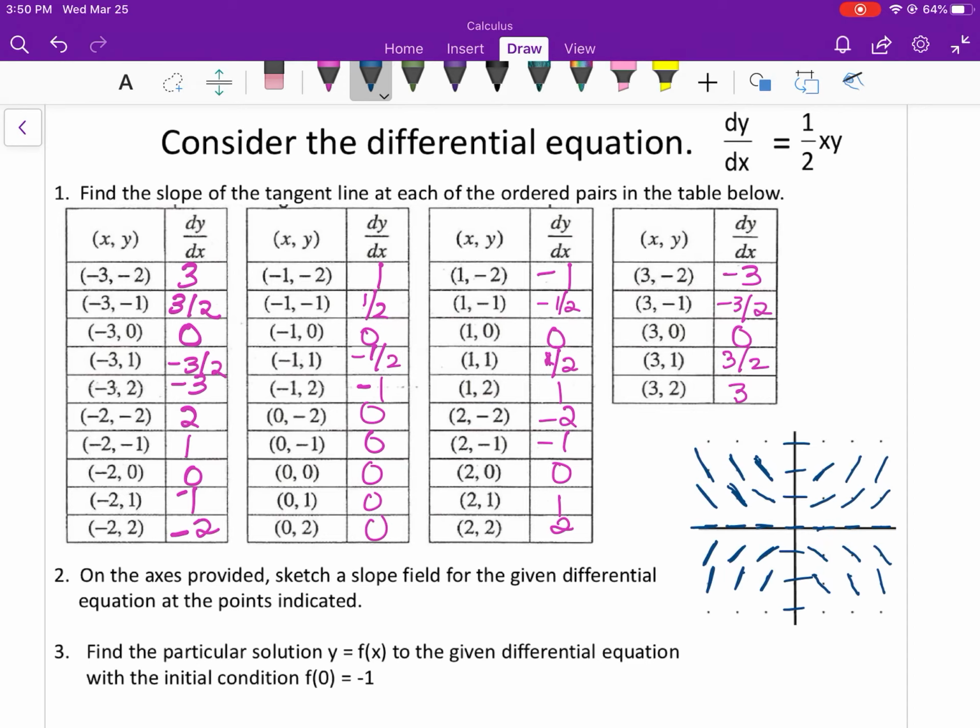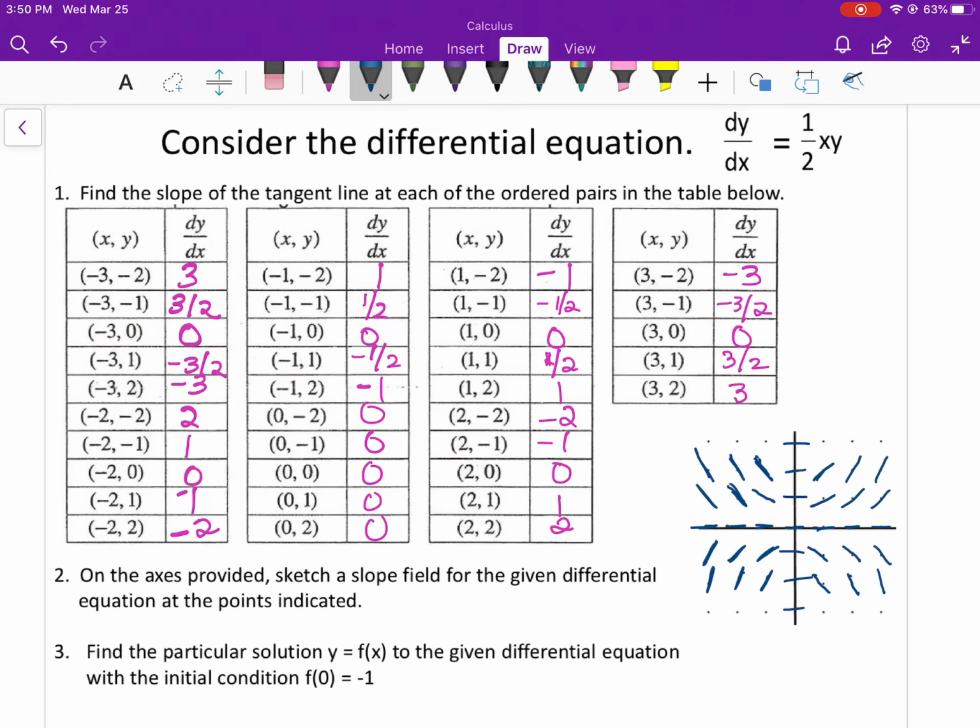Okay, as far as the AP test goes, these are sketches, but I would say they would definitely dock you points if your slope was supposed to be 1/2 and you gave it a slope of 2. So watch that. You want to be in the ballpark, but you don't have to be perfect.